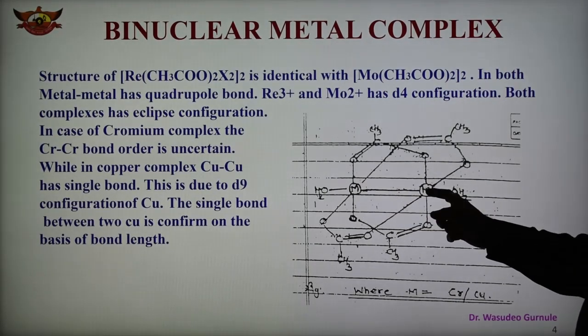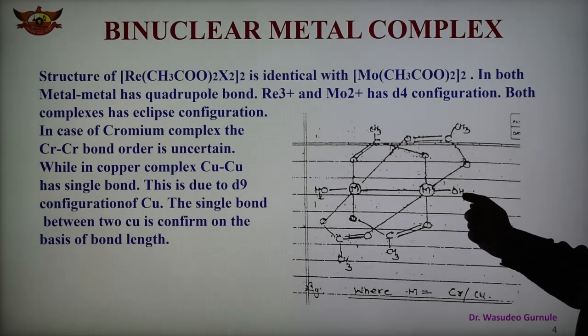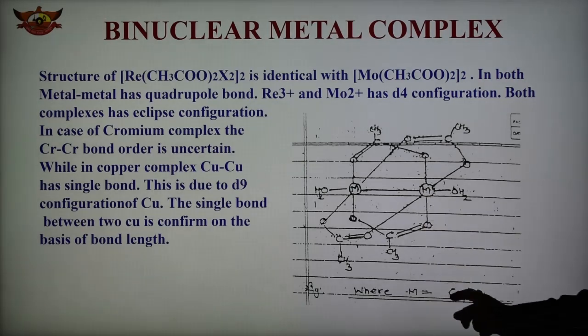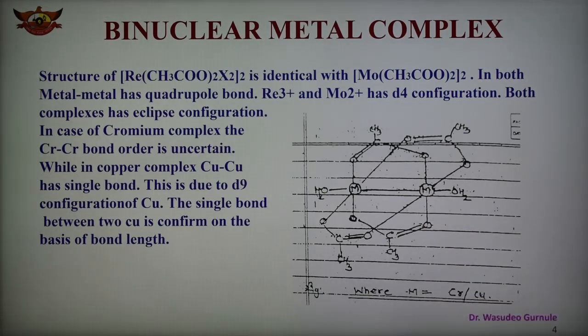So here are the two metals, two acetate groups, and two aqua waters. Again, this is the dimer, where M is the metal, copper or chromium. This structure is identical to the molybdenum diacetate structure, which we have seen previously. In both, a metal-metal quadruple bond is present. In the chromium complex, the chromium bond order is uncertain, while in the copper complex there is a copper single bond, and this is due to the d9 configuration.